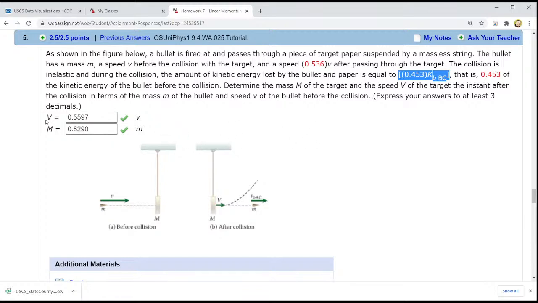And then what you're asked to figure out is essentially, the big V is the final velocity of the paper. What is it relative to the initial velocity of the bullet? And what is the mass ratio, the mass of the paper to the mass of the bullet? That's what you're really asked to find here. These numbers are ratios: big V over little v and big M over little m. All right, so let's work on this and see if we can come to a conclusion.